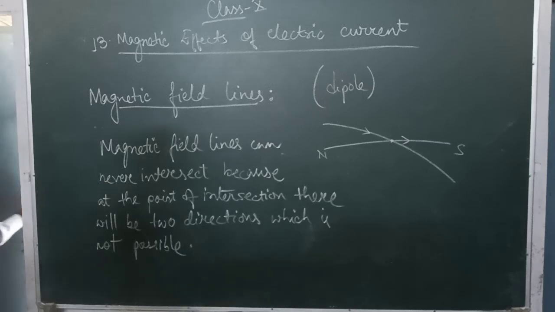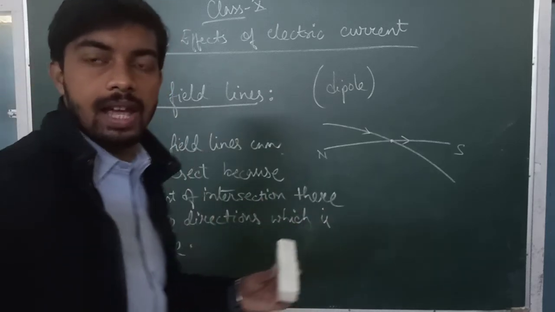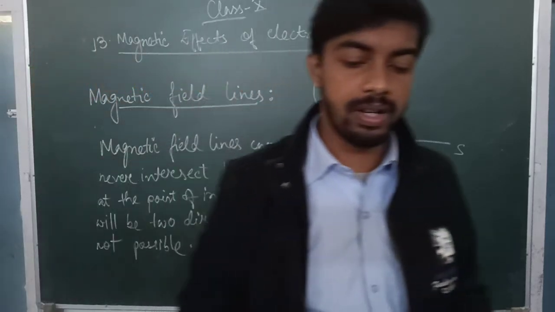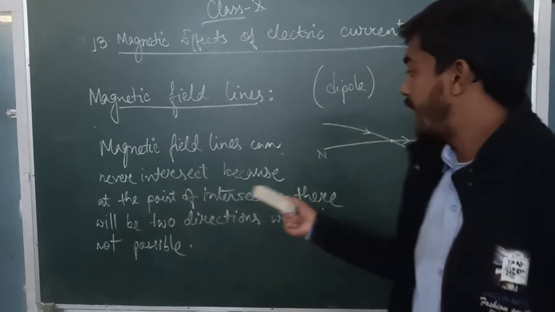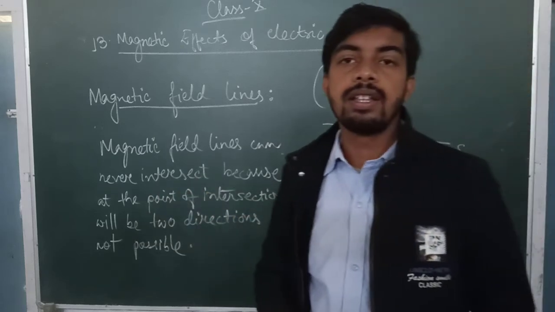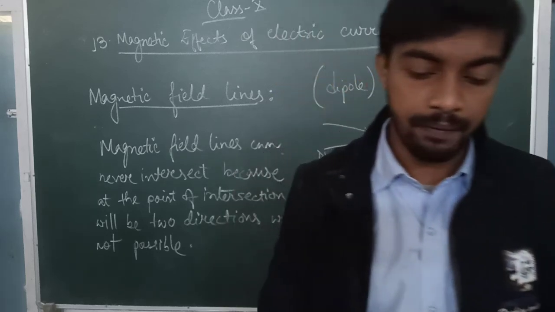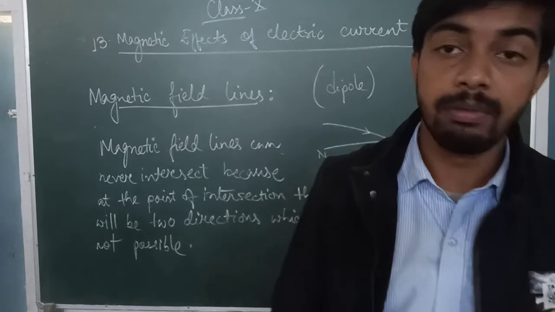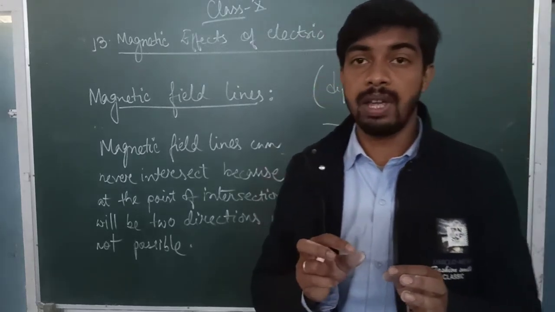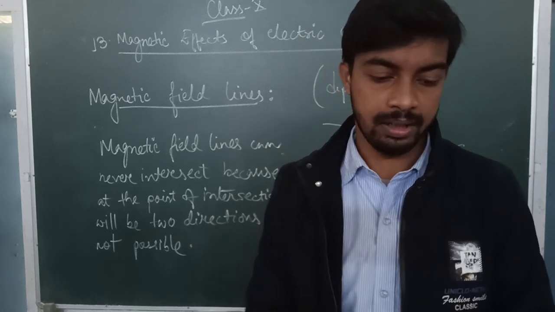So you write it down. Magnetic field lines can never intersect, because at the point of intersection there will be two directions, which is not possible. So that is why magnetic field lines always run parallel. No two field lines ever intersect. Sometimes they might not be parallel, the distance may increase or reduce, but they will never intersect.